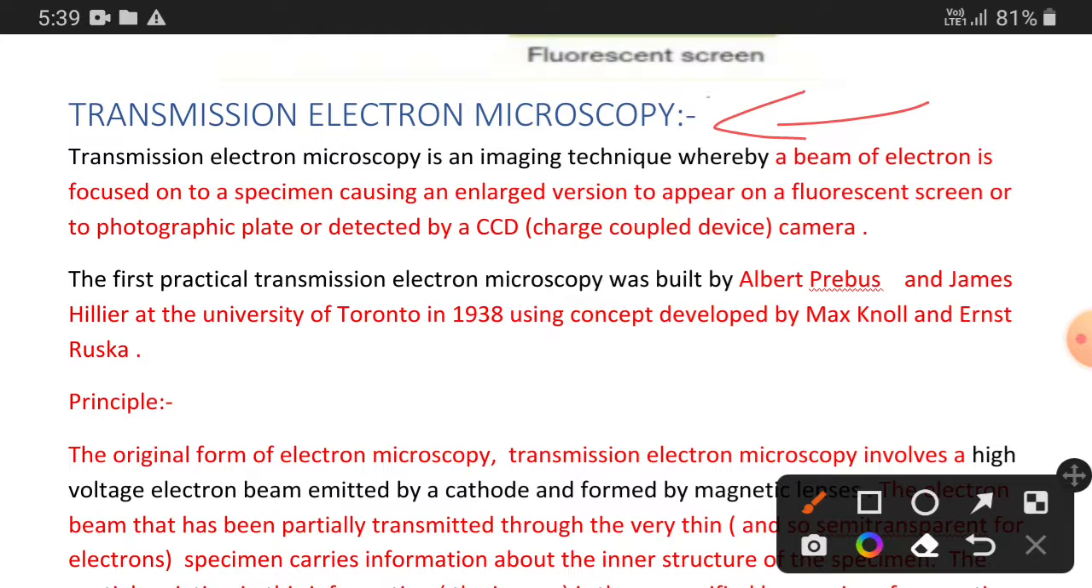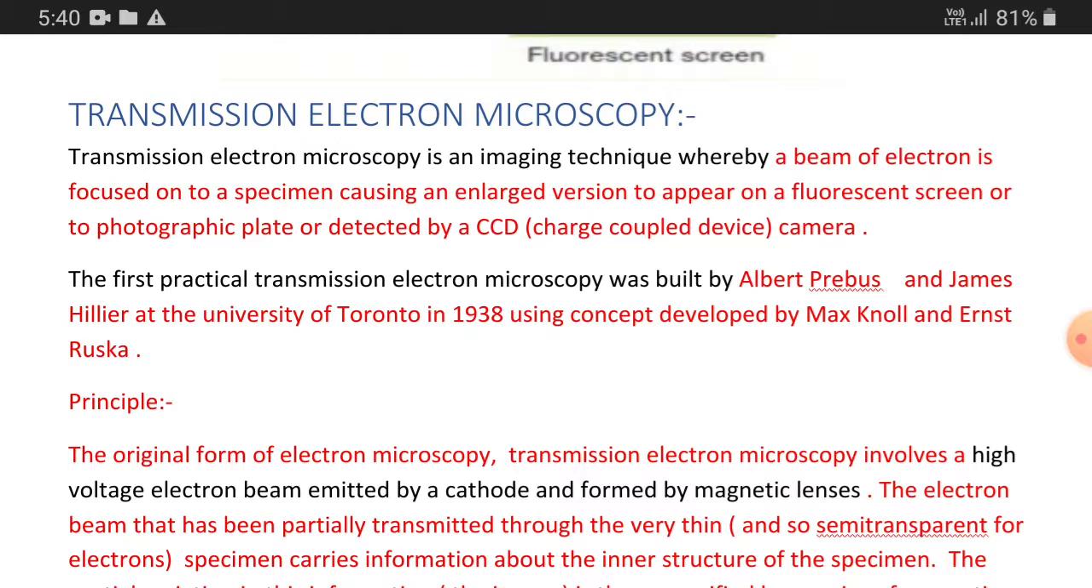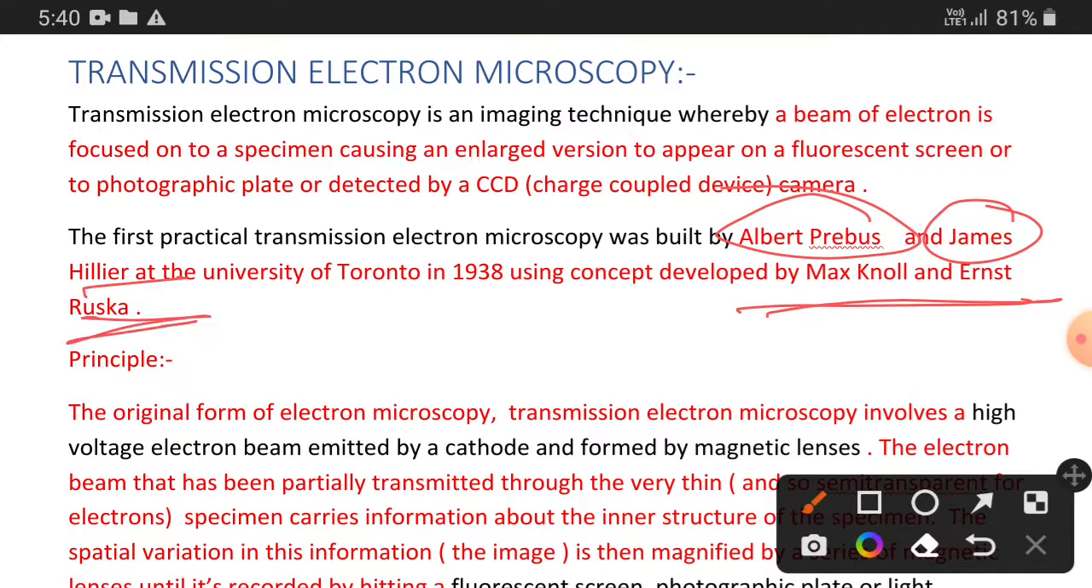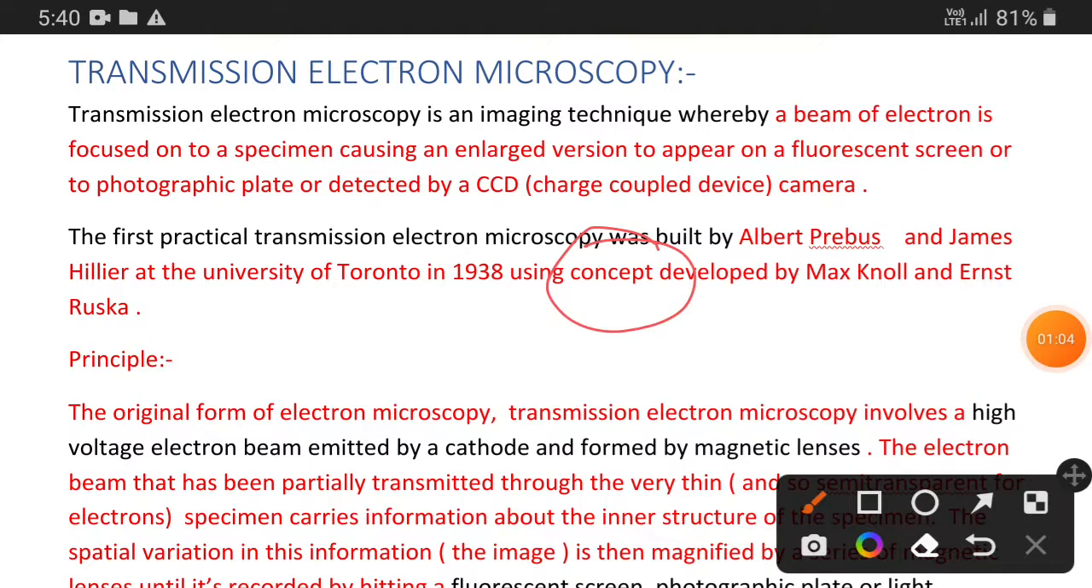Let me tell you that transmission electron microscopy is based on normal electron microscopy. It was developed by Albert Prevost and James Hillier at the University of Toronto, and they used the concept provided by Max Knoll and Ernest Ruska.